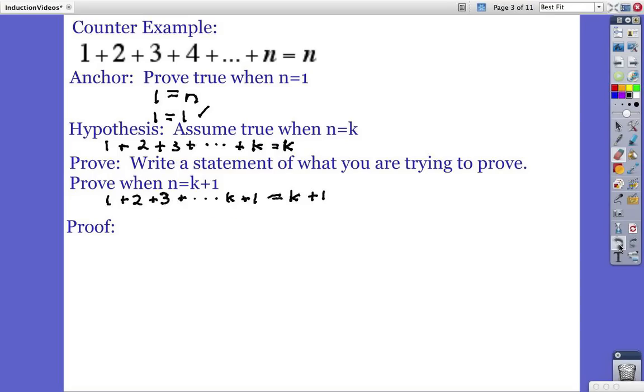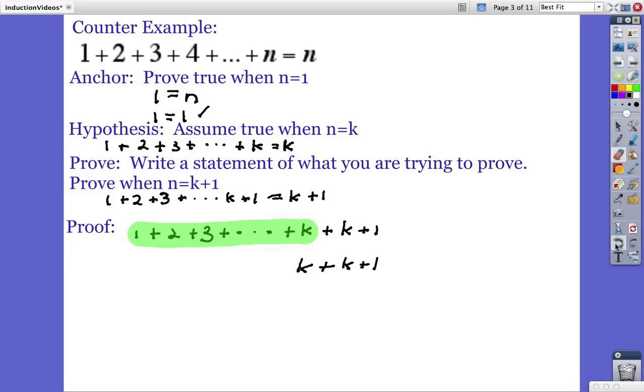To write out the proof, we write out 1 plus 2 plus 3 plus ... plus k plus 1. Now if you notice, that is the same as the left side of my prove statement. However, I have highlighted 1 plus 2 plus 3 all the way up to k because that is the left side of my inductive hypothesis. So on my next step of the proof, I will substitute in the inductive hypothesis. The left side there is equal to k on the right side. So I'll substitute k for it, leaving me now with the statement k plus 1.